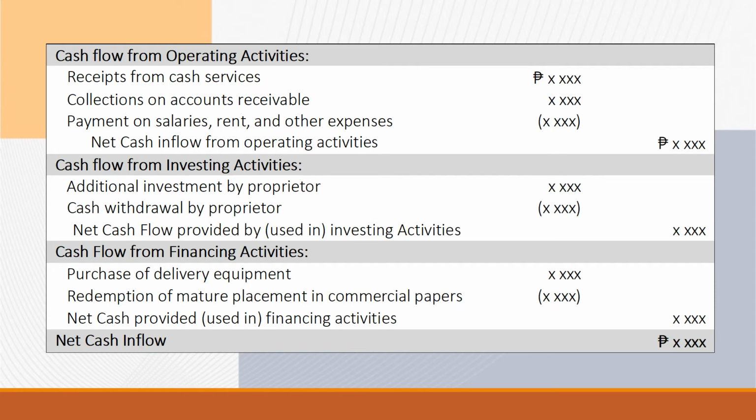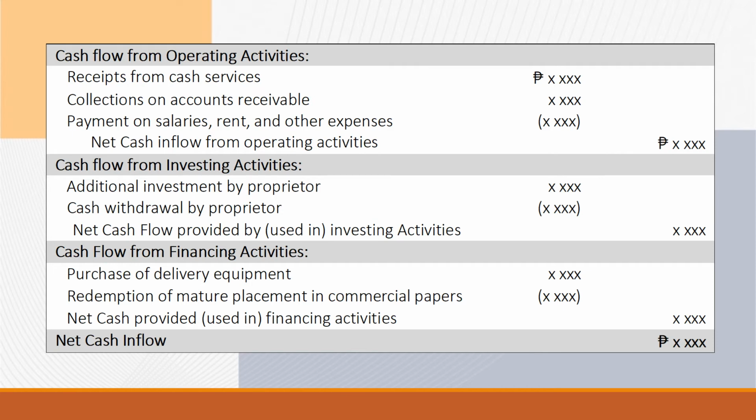The next part will be the cash flow from investing activities. If it's an additional investment, it will be an increase. If it's a withdrawal, it will be a decrease. Then, the third part will be for financing activities. You have to determine if it will increase the cash. So you have to add, and if it's decreasing the cash, you have to deduct.